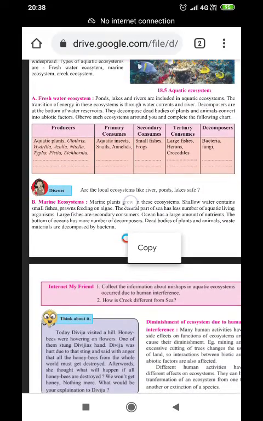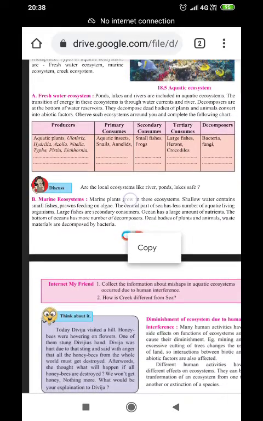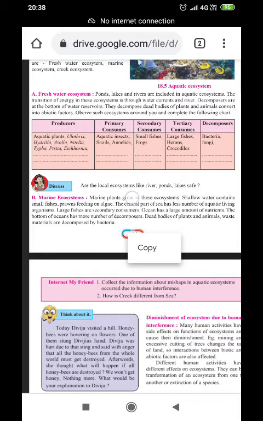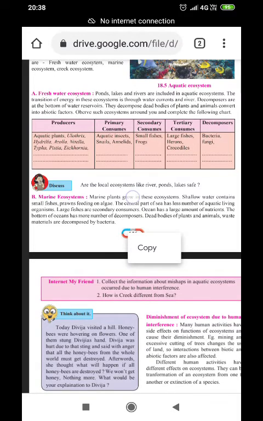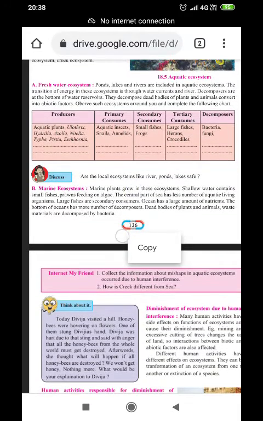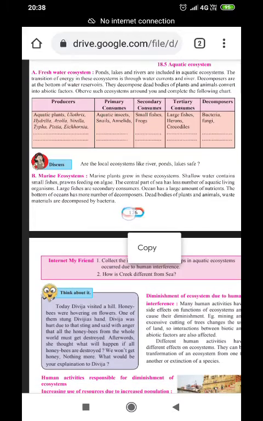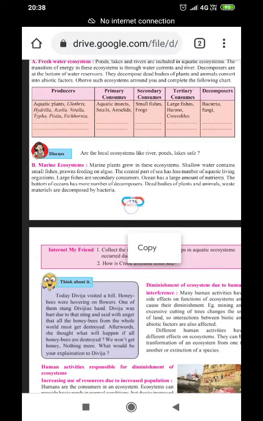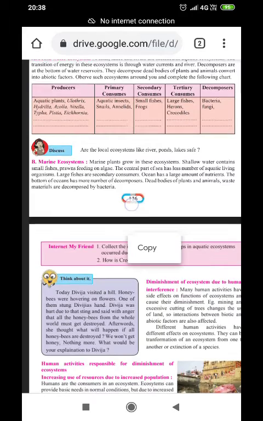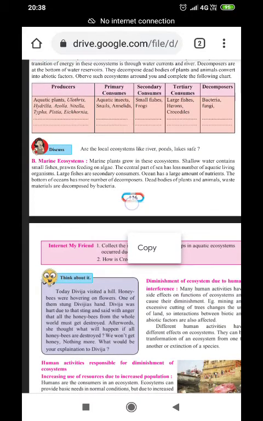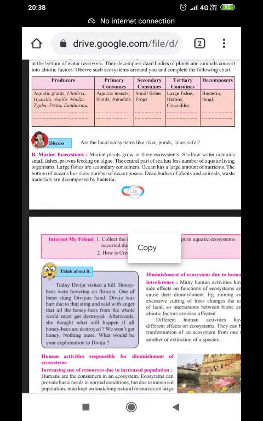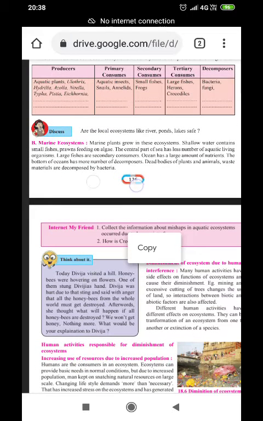Ponds, lakes, and rivers are included in the freshwater ecosystem. The transition of energy in this ecosystem is through water currents and rivers. Decomposers are at the bottom of the water reservoirs. They decompose the dead bodies of plants and animals and convert them into abiotic factors. Observe such ecosystems around you and complete the following table. Here one example is given and other examples we can write on our own.